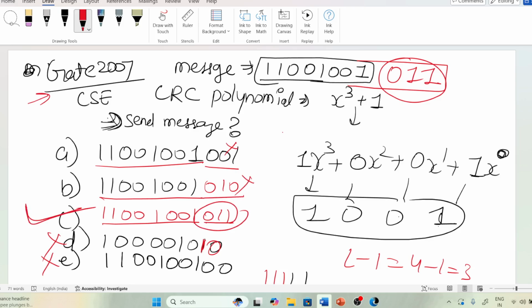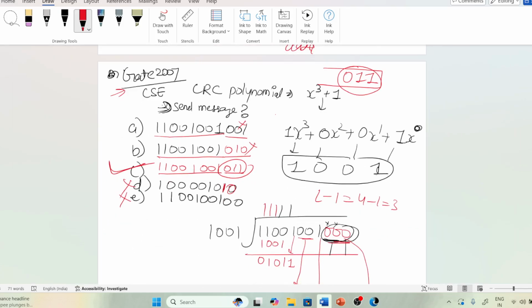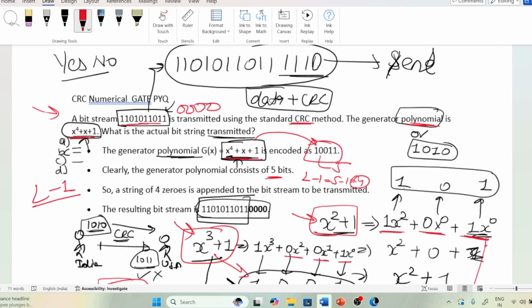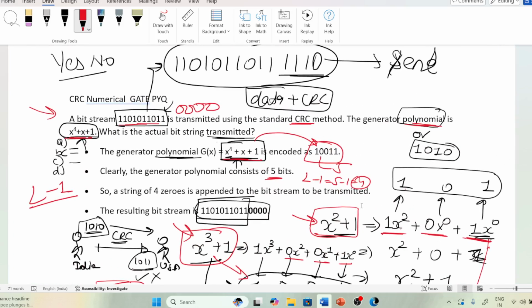So like this you can solve the question. Okay, now I believe you have understood the concept of CRC, and I believe now you are not going to make any mistake in the examination.